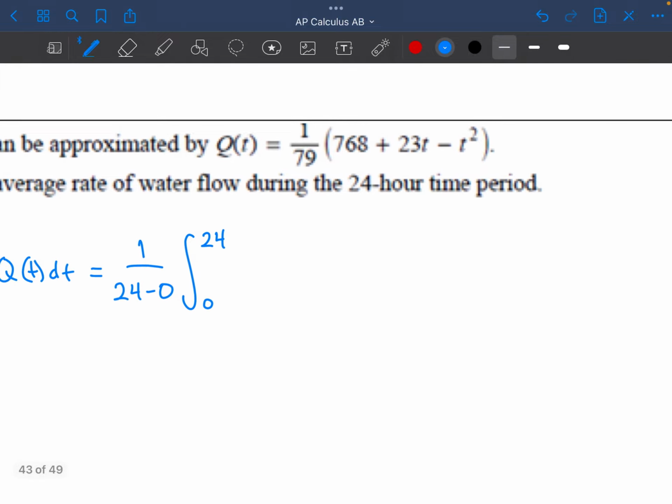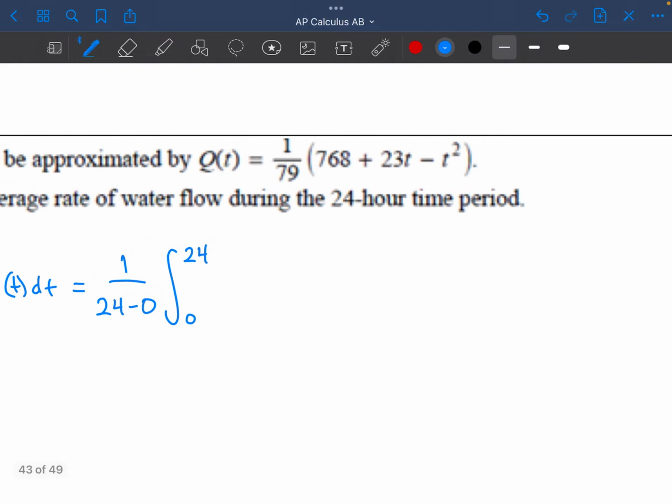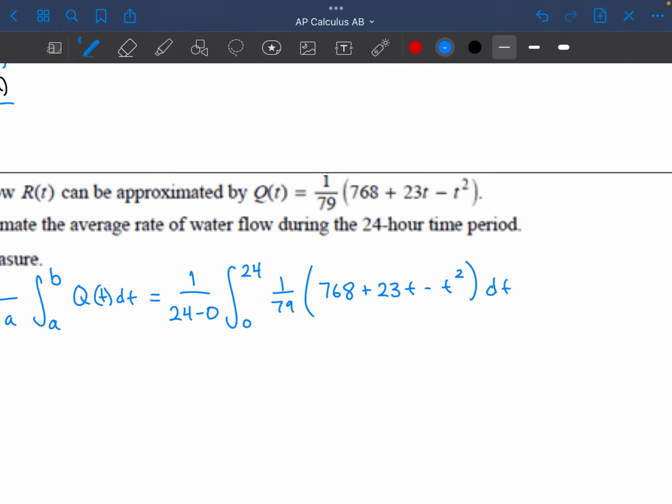I can't just write Q of t because I have to actually do it, of 1 over 79 times the quantity of 768 plus 23t minus t squared, dt. And we have to do that by hand. All right, well, let's get started.